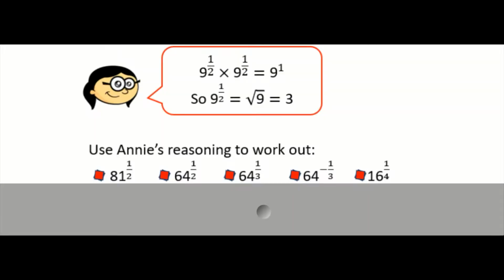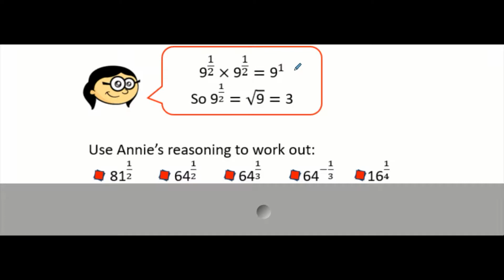Here we start looking at fractional powers. So first of all, the power of a half. If you add the powers, you'll get the power in the answer. So 9 to the power of a half times 9 to the power of a half gives 9 to the power of 1. But what number times itself makes 9?